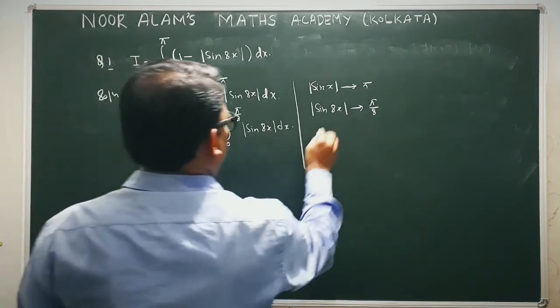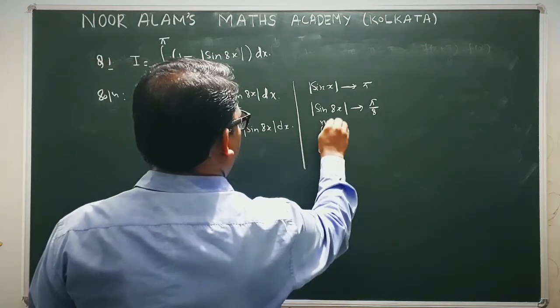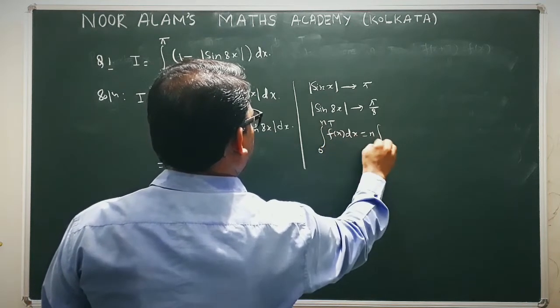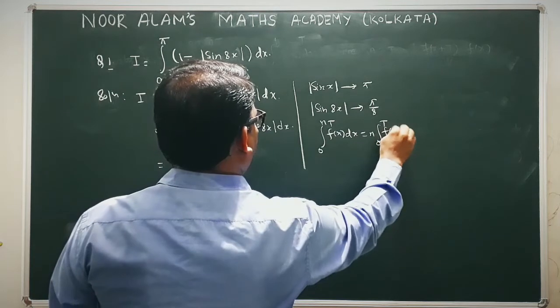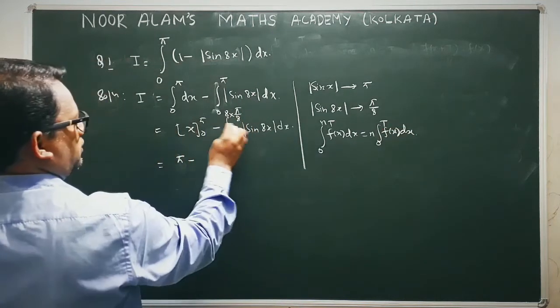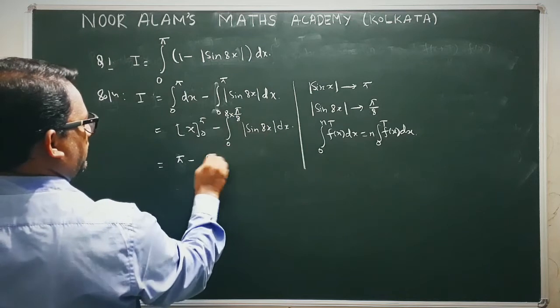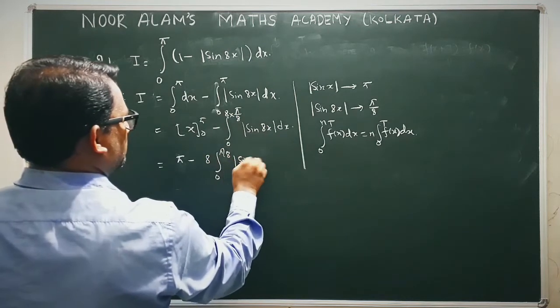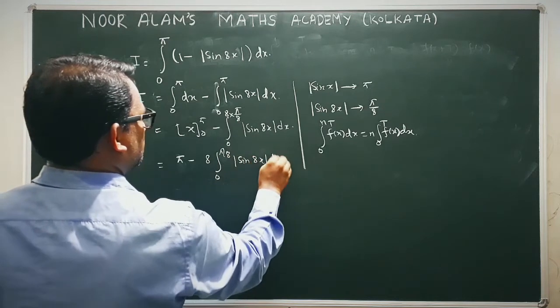So here we use one formula, that is integral 0 to nT f(x) dx can be written as n into integral 0 to T f(x) dx. Now since n is 8 here, we can take 8 outside, so it will be 0 to pi by 8 mod of sine 8x dx.